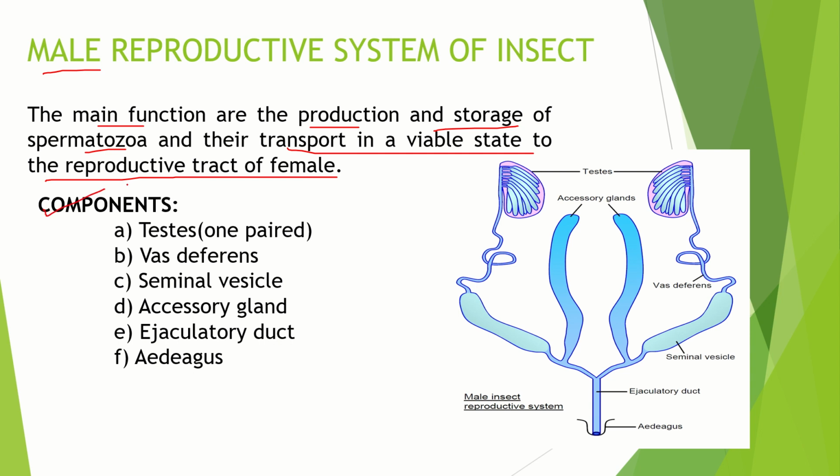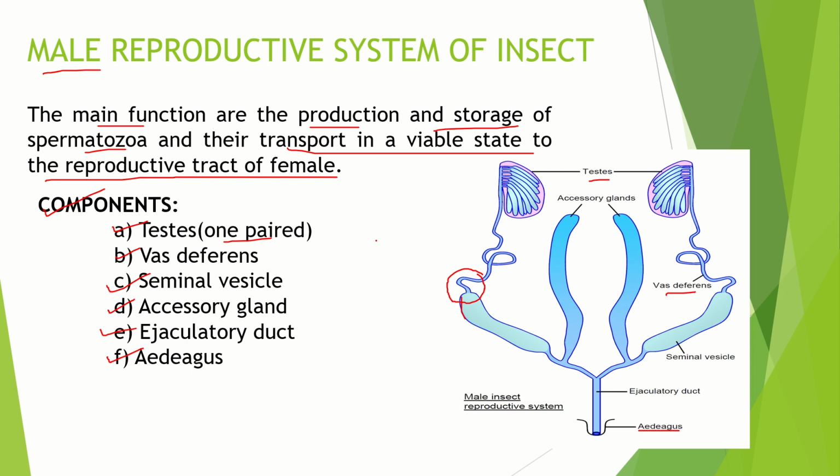What are the components of the male reproductive system? One is the testis, one pair. Next is the vas deferens, a tube-like structure. The posterior part of this tube-like structure expands in shape. This is called the seminal vesicle. After the seminal vesicle, there are the accessory glands, and the two seminal vesicles are joined through a duct portion. This is called the ejaculatory duct, and the opening of the ejaculatory duct is called the aedeagus.